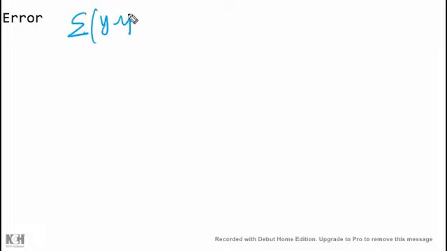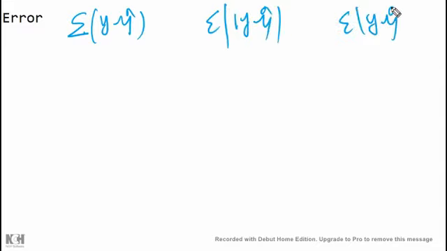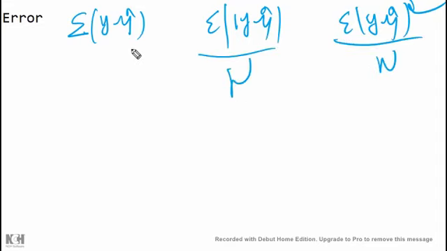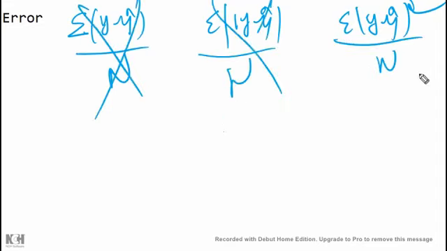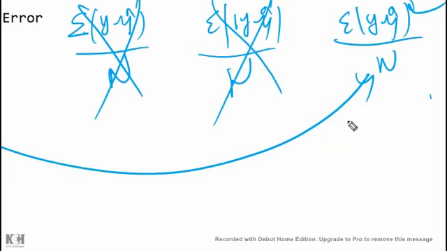That is y minus y hat, or sigma of modulus of y minus y hat, or sigma of y minus y hat whole square. When you use that sigma, then only it is overall, meaning you are considering multiple n. As we all know, this we should not consider, this we should not consider. Only this one we have to consider. So always the cost function is going to be mean square error for regression problems.